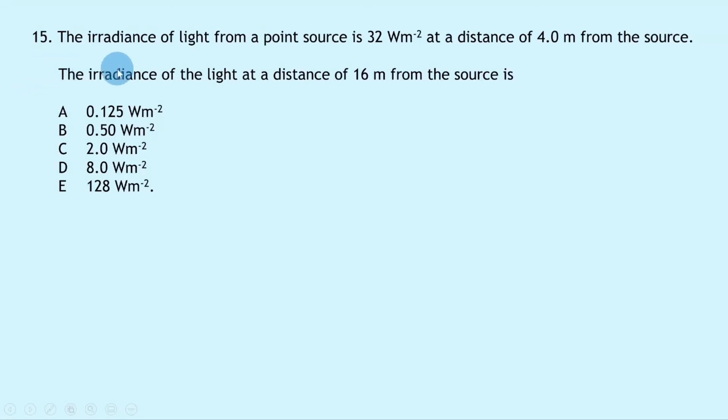Question 15 says the irradiance of light from a point source is 32 watts per meter squared at a distance of 4.0 meters from the source. The irradiance of the light at a distance of 16 meters from the source is... Well, we're going to use our relationship here for irradiance in terms of the distance from a point source. So we have I1 d1 squared equals I2 d2 squared, and we're trying to find the irradiance at a distance of 16 meters. So let's say we're trying to find the final irradiance I2, and we know all the other values.